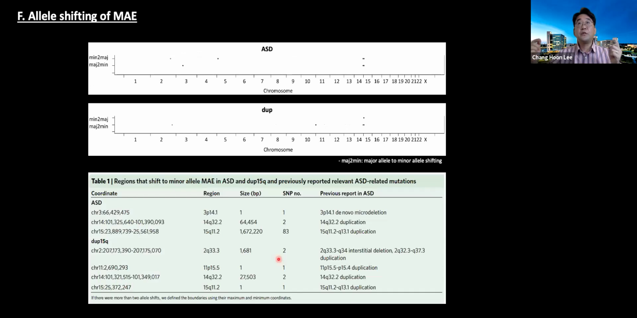So I wondered what problems happen whenever the major allele changes to minor. I looked at the allele shifting pattern here. One possible mechanism is that a minor allele can change to major, and a major allele can change to minor. Here it shows the locations, only a few spots. Both of them were previously reported in ASD, in patients who have issues with deletion and duplication. So those areas are quite important in ASD.